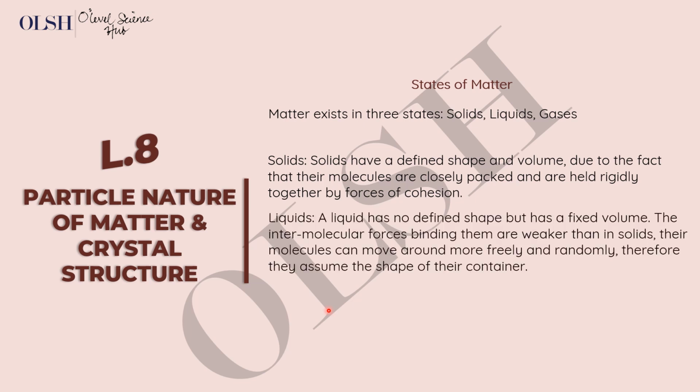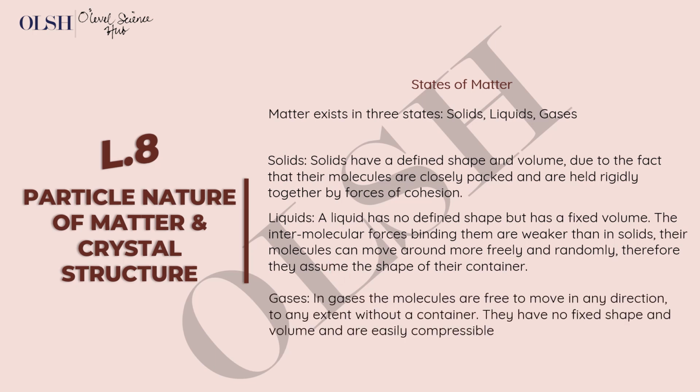While liquids have really no defined shape. They take up the shape of their container. The cohesive or intermolecular forces binding them are weaker than in solids, so they are free to move around randomly within a confined space provided by a container. So you could place them in any kind of container, and they'll just take up the shape of that container.